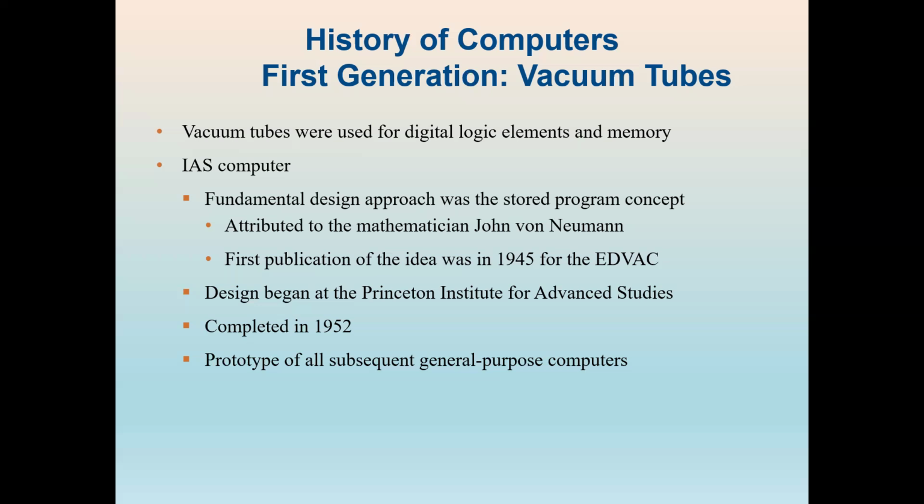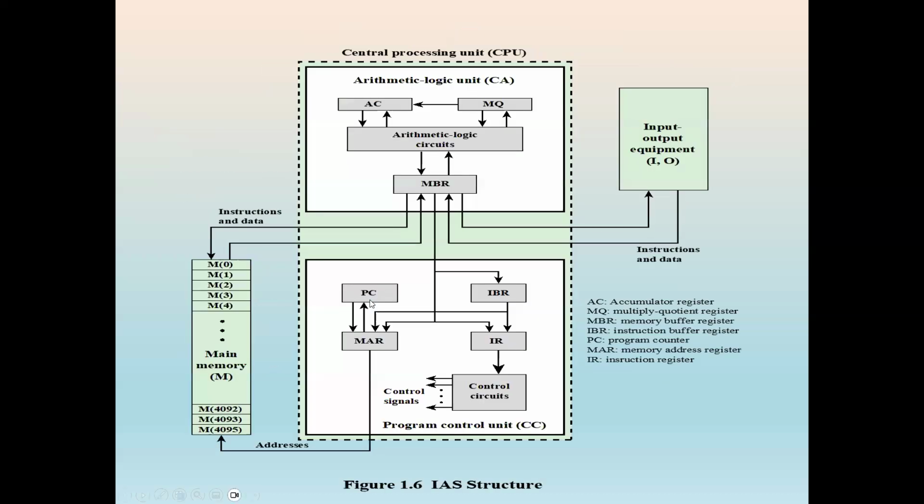Then in 1946, von Neumann and his colleagues began the design of a new stored program computer, referred to as the IAS computer, at the Princeton Institute for Advanced Study. The IAS computer, although not completed until 1952, became the prototype of all subsequent general purpose computers. Now, this diagram shows the general structure of the IAS computer.